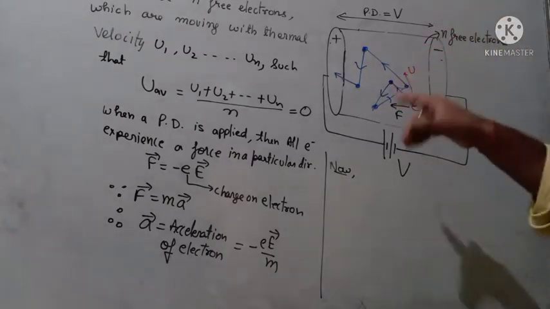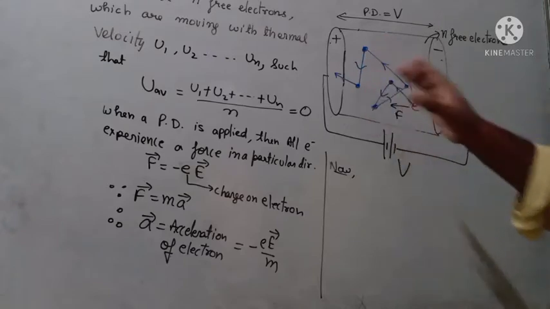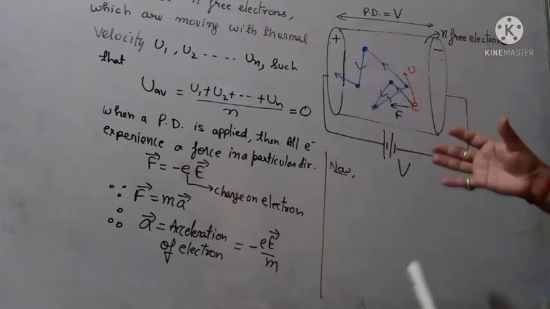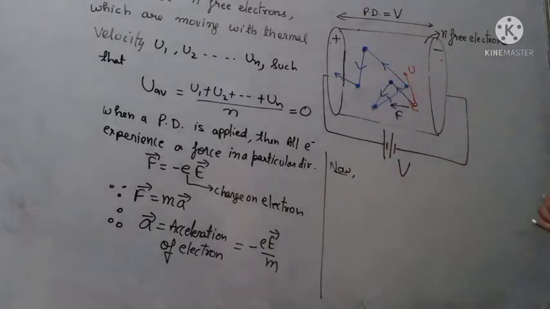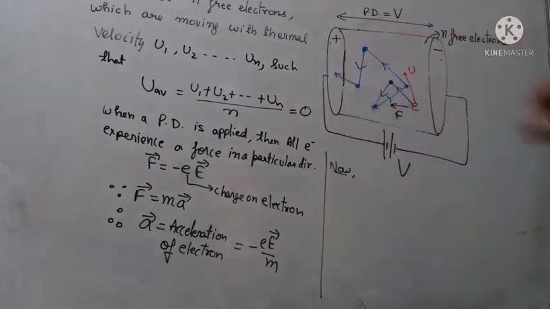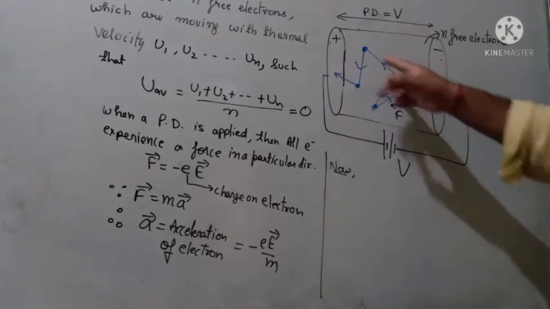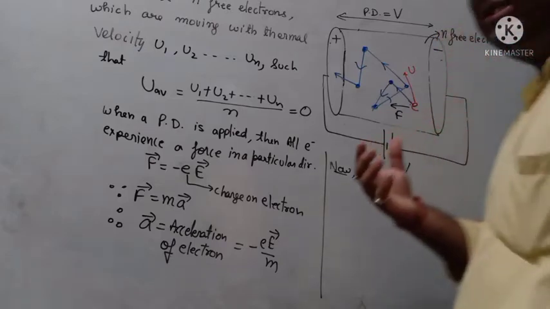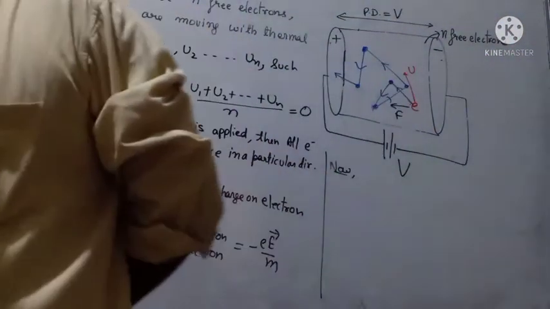For example, in the figure we have shown 1, 2, 3, 4, 5 collisions. But in reality it must be very large. We have just shown it to understand. So when an electron moves from one end of the conductor to the other end, it suffers multiple collisions. Due to this, its average velocity gets reduced.